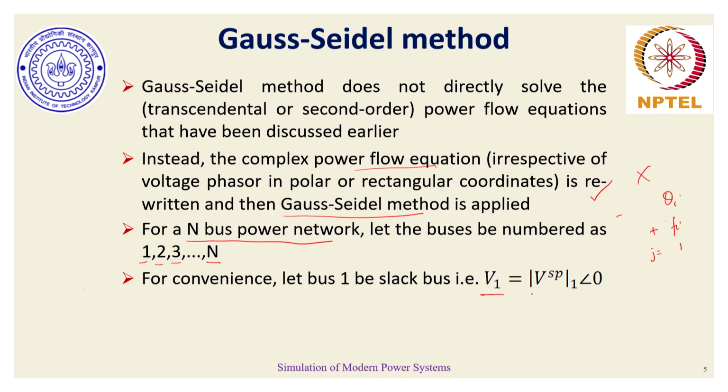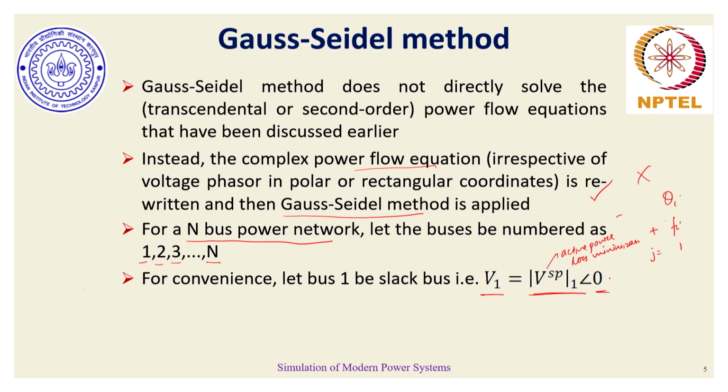With this, if my bus 1 is slack bus, that means its voltage phasor is already known. So its voltage magnitude is already known. This is becoming known from the active power loss minimization exercise that we briefly discussed or touched upon in the previous discussions, and the corresponding phase angle is also known.